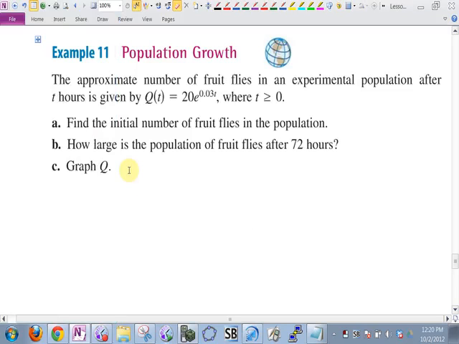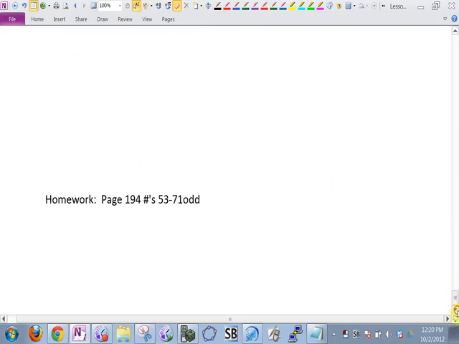Find the initial number of fruit flies. Plug in 0. How large is it after 72 hours? That's really easy stuff. There you go.